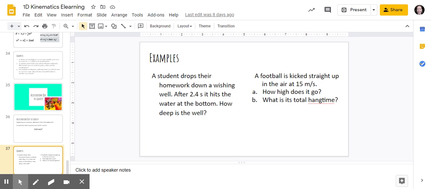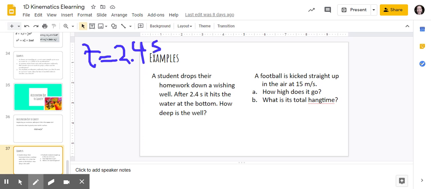All right. So if we look at these examples, we've got the student drops their homework down a wishing well. After 2.4 seconds, it hits the water at the bottom. How deep is the well? So I'm going to let you actually go ahead and solve this problem as practice. But what I want to show you is that we have a time. We've got time, 2.4 seconds. Okay.